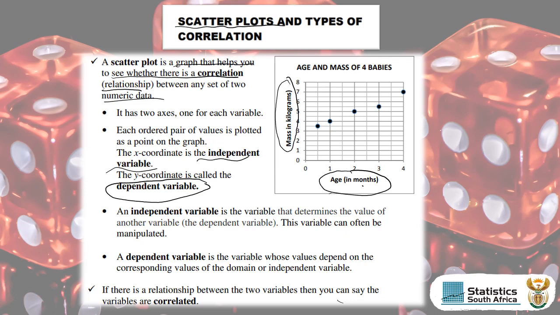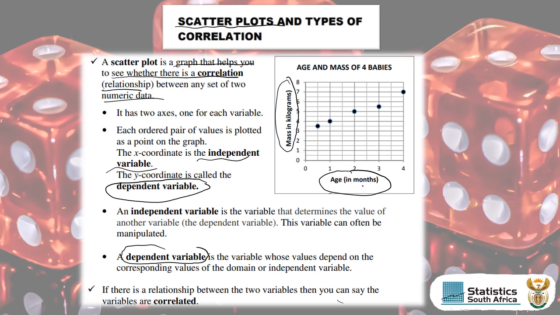So the dependent variable. The independent variable can often be manipulated, such as the time you spend studying, and we can just manipulate it to see if you spend 30 minutes, 40 minutes, like that. But the results, you can't manipulate the results, right? So that's the dependent variable, whose value depends on the corresponding values of the domain or independent variable.